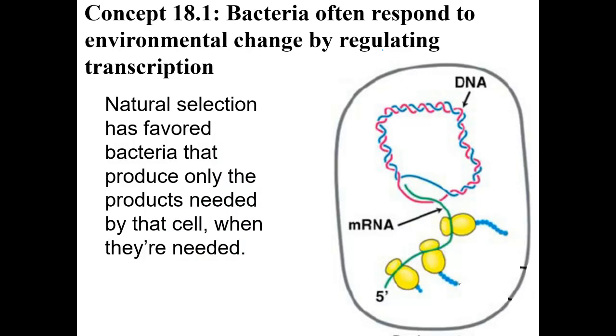Chapter 18.1: Bacteria often respond to environmental change by regulating gene expression, or gene transcription. Natural selection has favored bacteria that only produce the products they need when they need them.